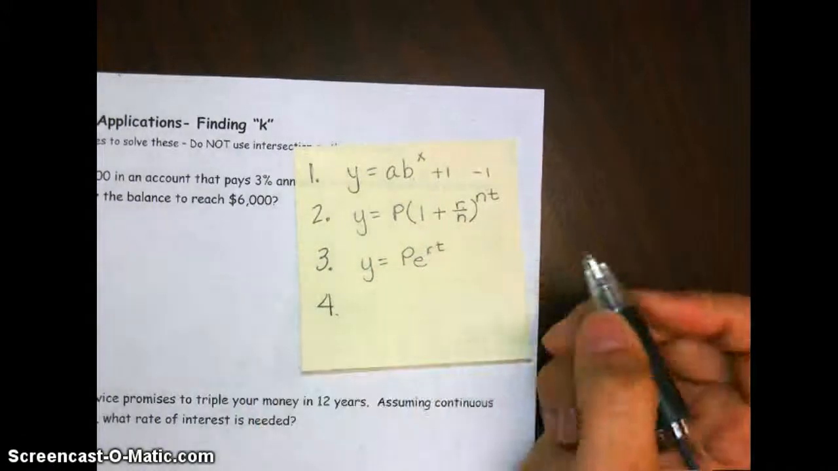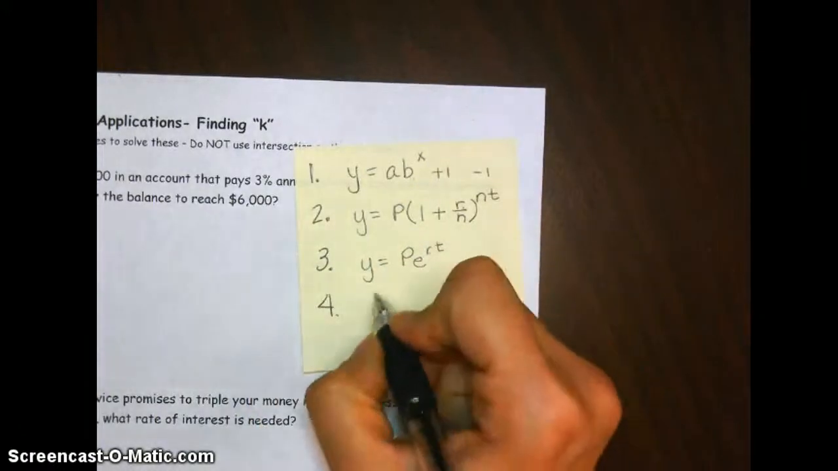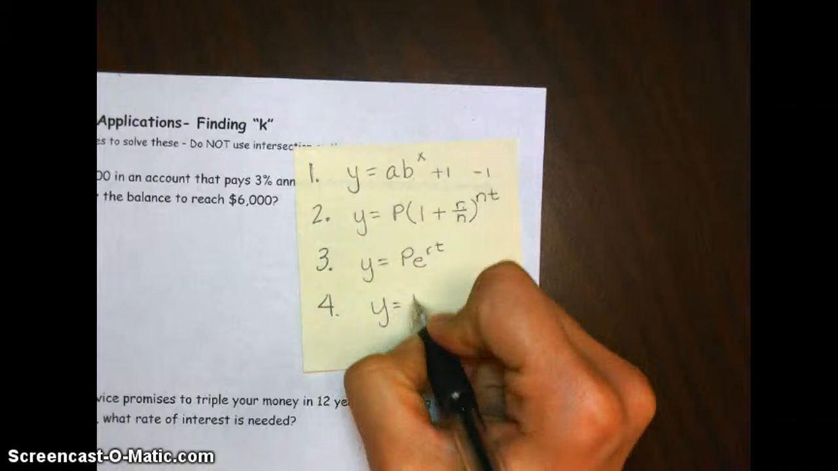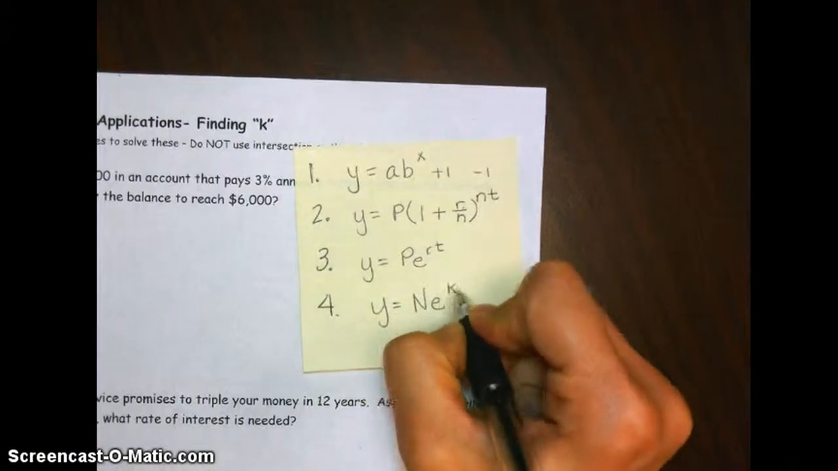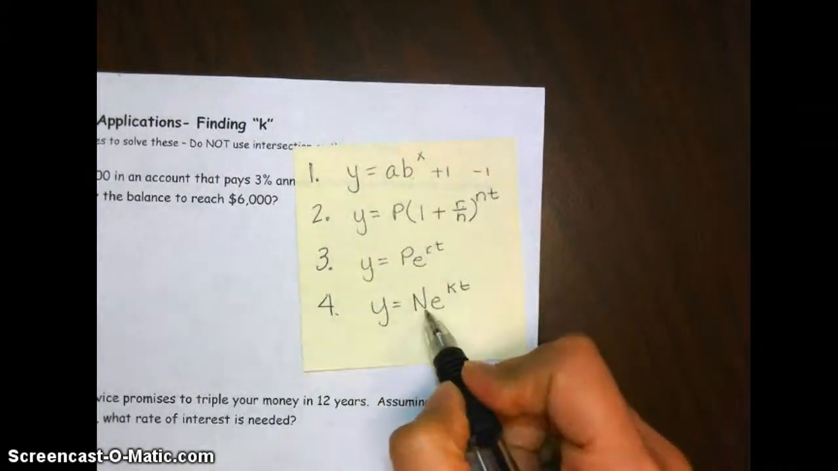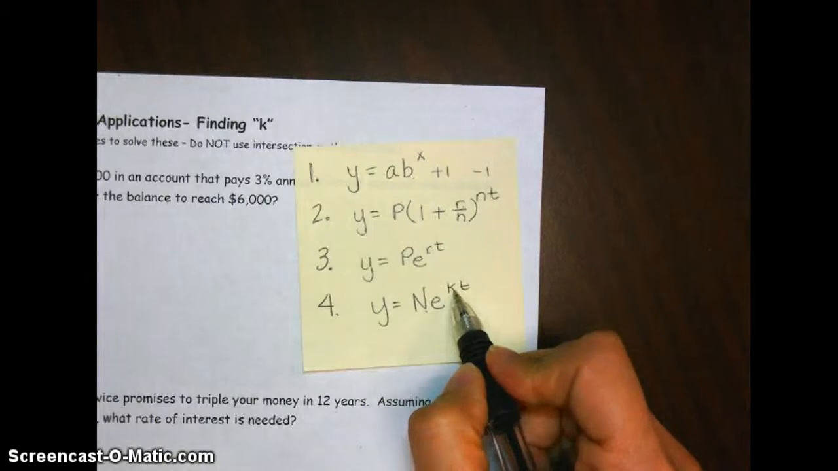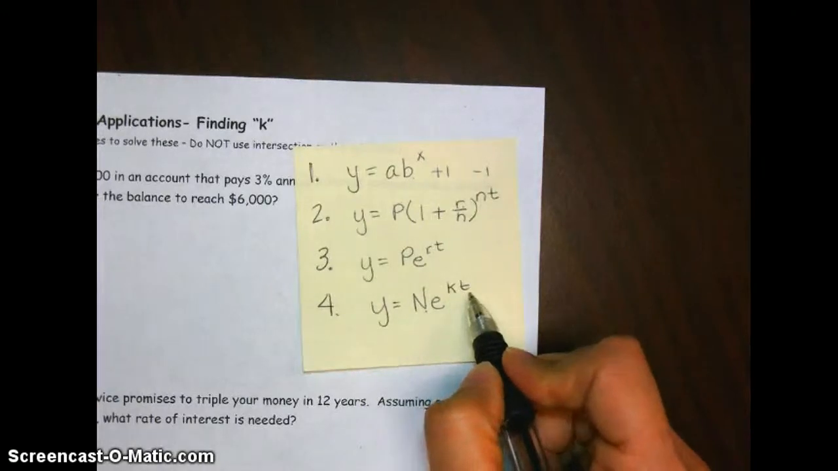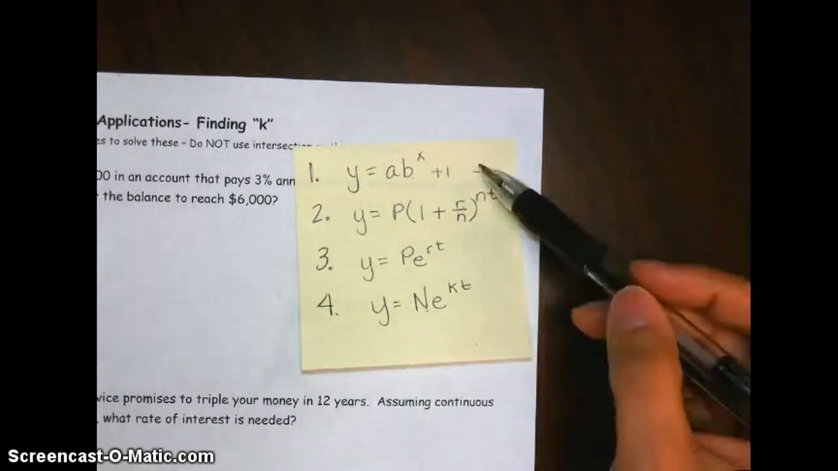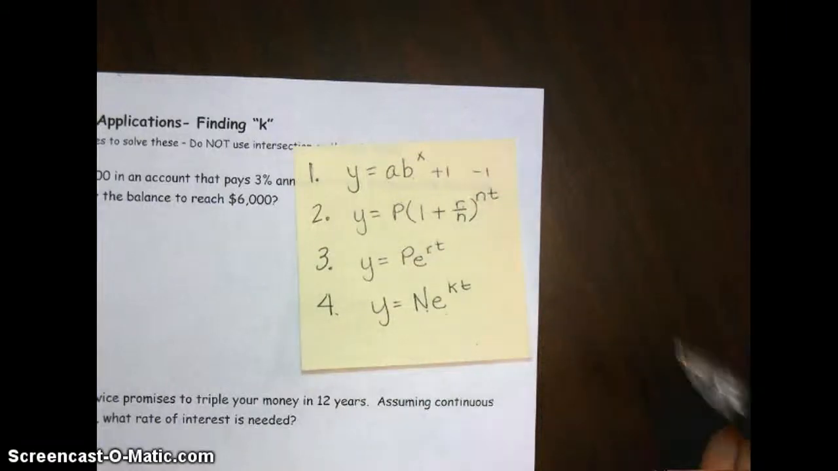And then our fourth formula is more of our science application ones. So they've changed some of the variables to have more meaning, and it's still the original amount. K is a rate, but it's a constant rate, and T is still time. So we'll have to reference which one of these formulas we're going to have to use for our word problems.